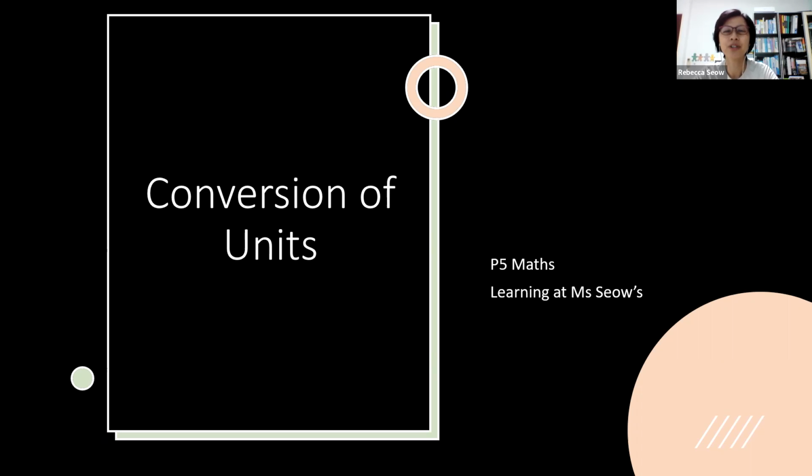Today I'll be doing a sharing with regards to conversion of units. Since primary 1, primary 2, primary 3, you will have learned about different types of units: units of length, units of volume, time, and so on and so forth. When we want to convert a unit from one type to another, it involves changing from a smaller unit to a bigger one, or a bigger unit to a smaller unit. Let's take a look at the various units.